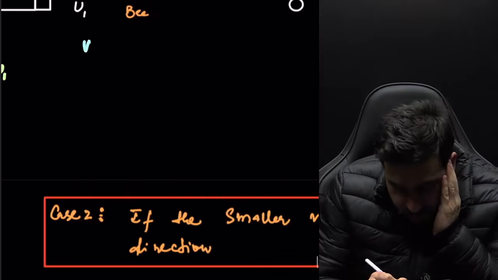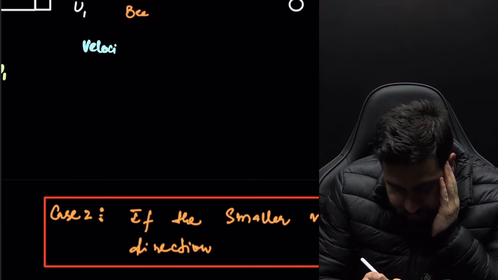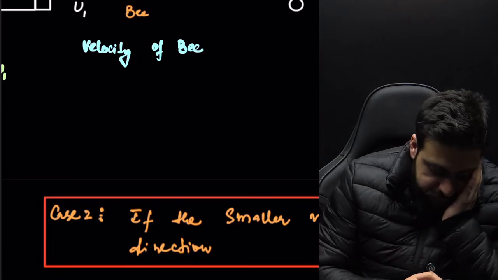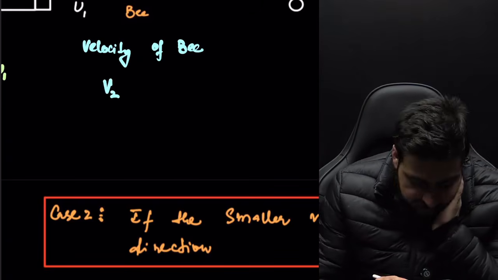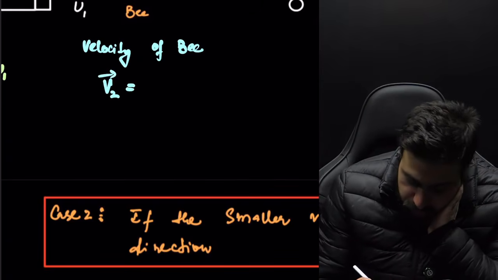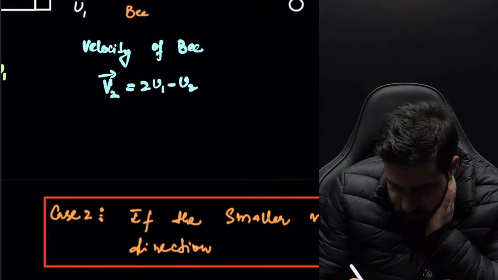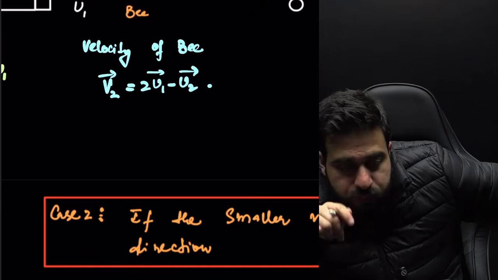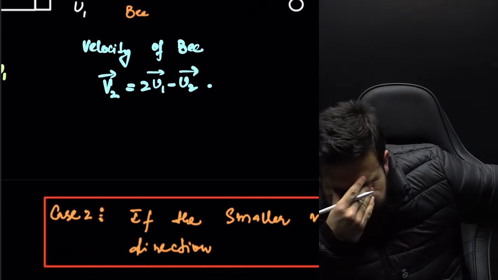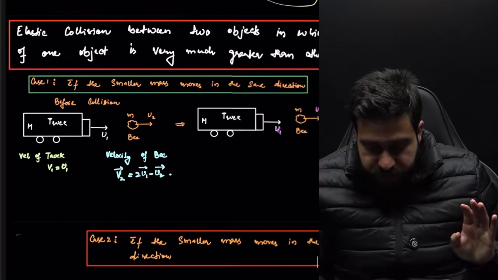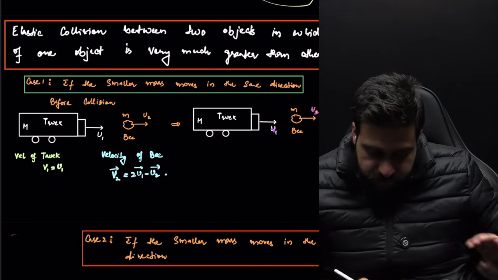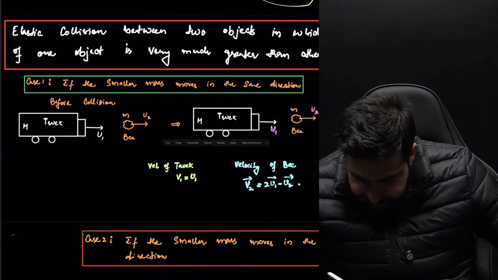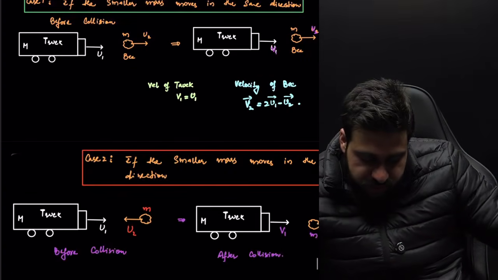And if I say the velocity of B, simply remember v2 equals 2 times u1 minus u2. u1 is the velocity of the truck and u2 is the velocity of B, initial velocities. This is what you need to remember afterwards. This is after the collision.